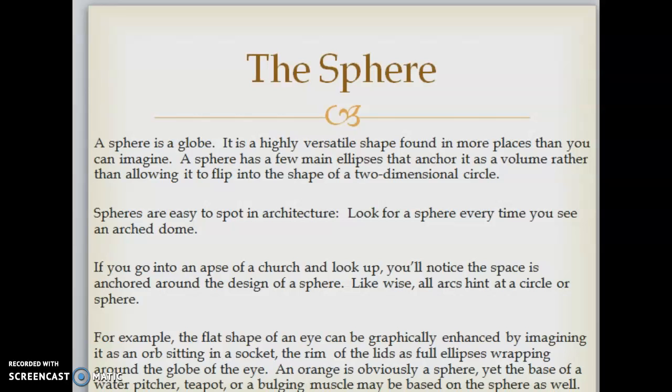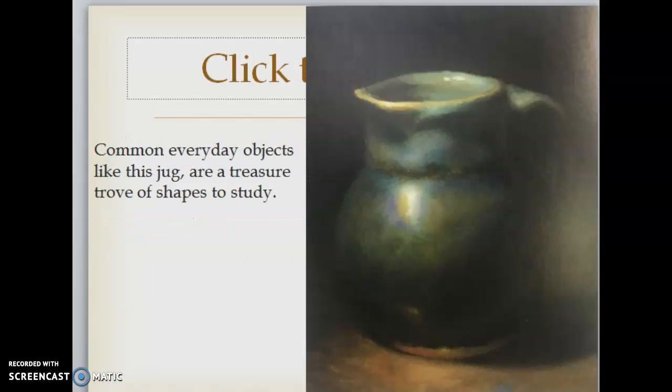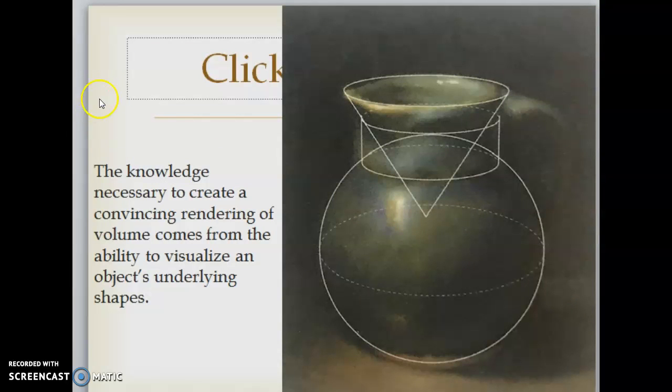For example, the flat shape of an eye can be graphically enhanced by imagining it as an orb sitting in a socket. The rim of the lids is a full ellipse wrapping around the globe of the eye. An orange is obviously a sphere, yet the base of a water pitcher, teapot, or a bulging mussel may be based on the sphere as well. Common everyday objects like this jug are a treasure trove of shapes to study. The knowledge necessary to create a convincing rendering of volume comes from the ability to visualize an object's underlying shapes.